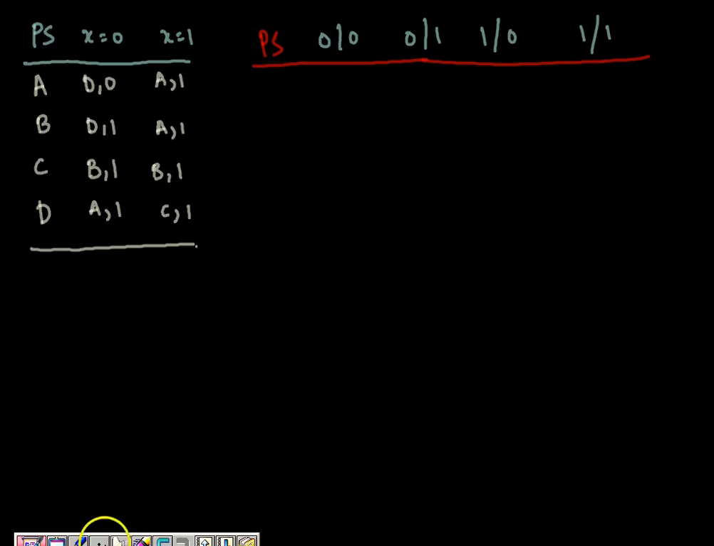So for A, B, C, D. Now for A, what is happening here? For 0 input, 0 output, we have the state D here. For A, 0 input, 1 output, we do not have anything. For A, 1 input, 0 output, we do not have anything. For 1 input, 1 output, we have this A.